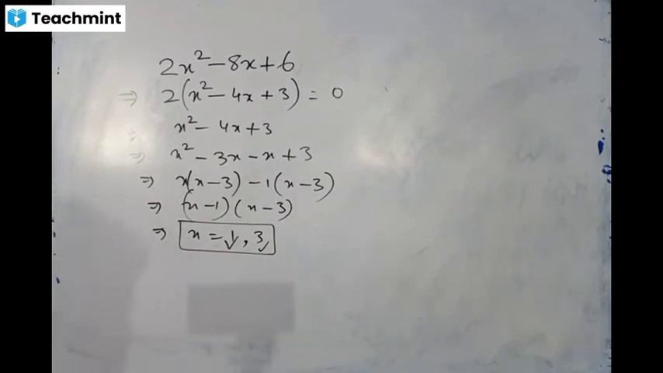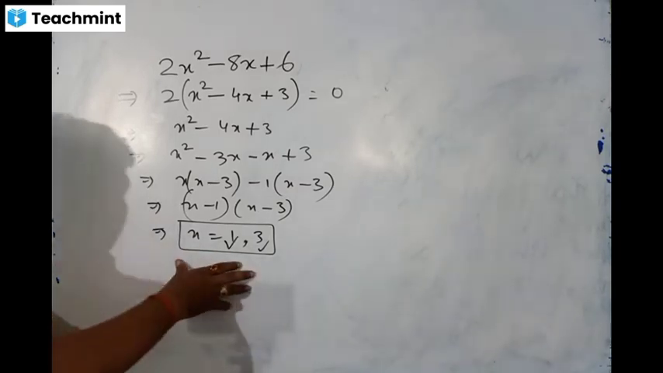2x minus 2. So you have to first take out all the common values and then make it in standard form. After that the middle term will be split and you get your two zeros. So with the two zeros, 1 and 3, you will be able to find the relationship of these two zeros with their coefficients.